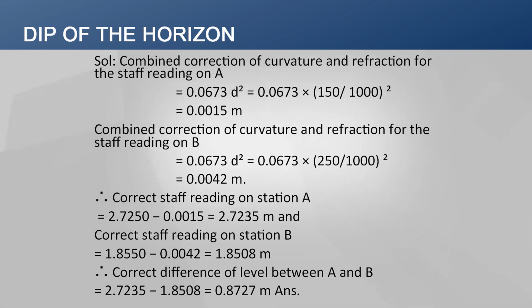Therefore, as discussed in the previous slides, the corrected staff reading on A will be equal to 2.7250 minus 0.0015, which is equal to 2.7235 meters. And the corrected staff reading on station B will be equal to 1.8550 minus the combined correction for curvature and refraction for the staff reading on B, that is 0.0042, which will be equal to 1.8508 meters.